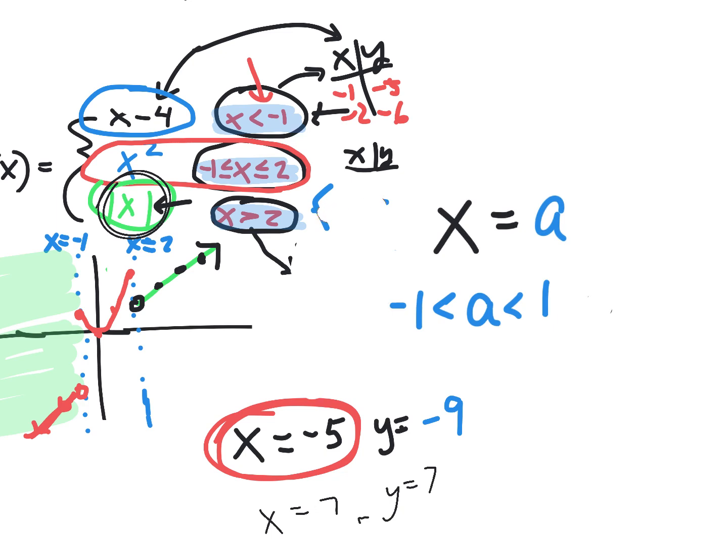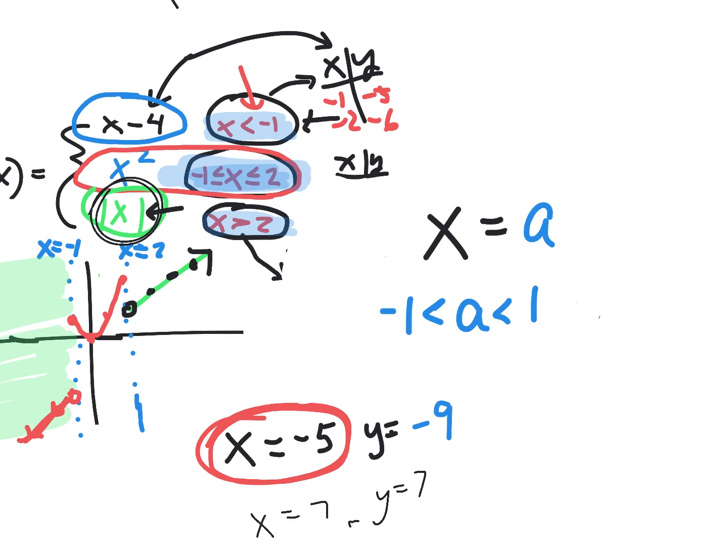Which function would you have to use? Top, middle, or bottom? Middle. Middle one. Because if you're between negative 1 and 1, you'd fall in this range right here. And so therefore you'd have to use the x squared function. Okay, good enough on that.